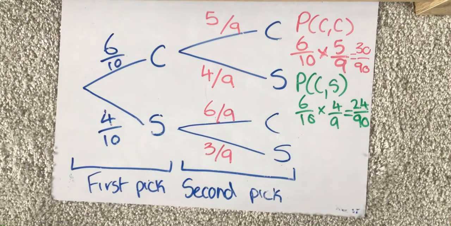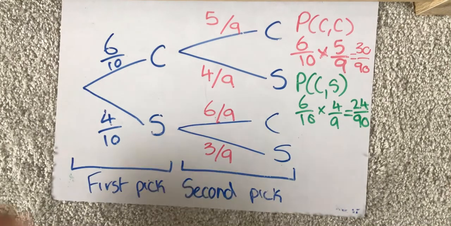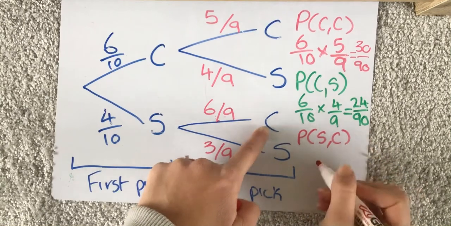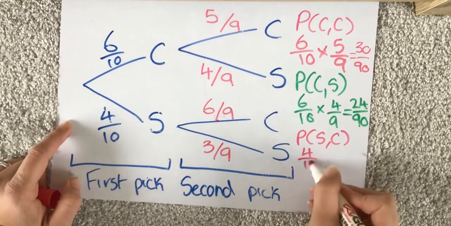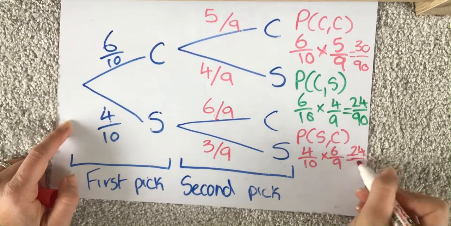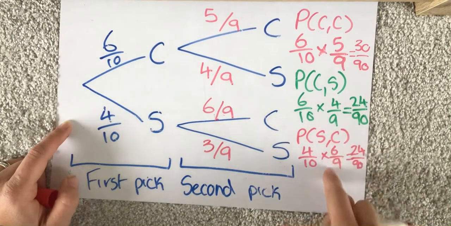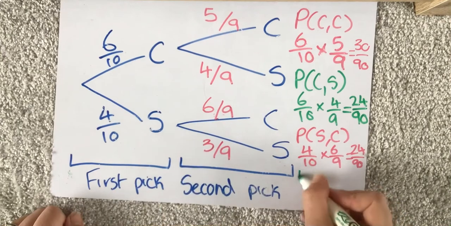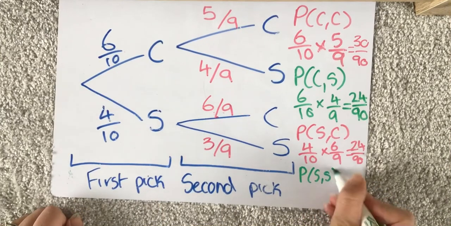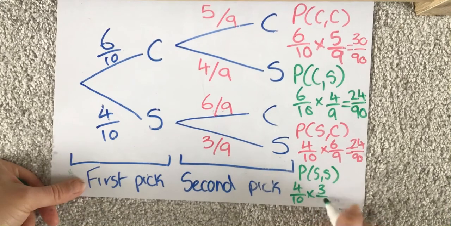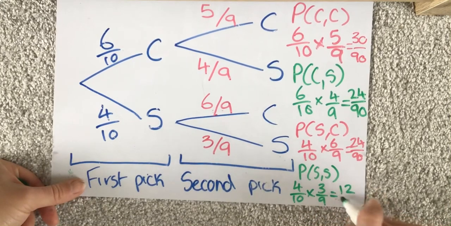I could equally do it for the other two. So Strob and then cola: I've got 4 out of 10 times 6 out of 9, so I'm going to have 24 out of 90. This may not always be the same. Quite often they are, but just be warned if it doesn't always turn out that way. And then I've got probability of Strob and Strob. So I've got 4/10 times 3/9, and that would give me 12 out of 90.